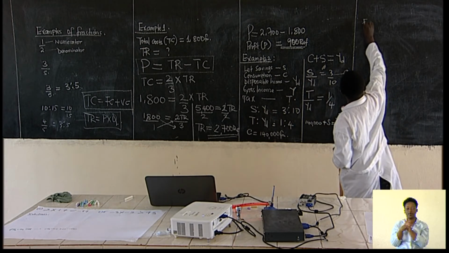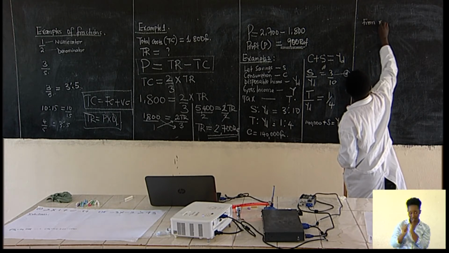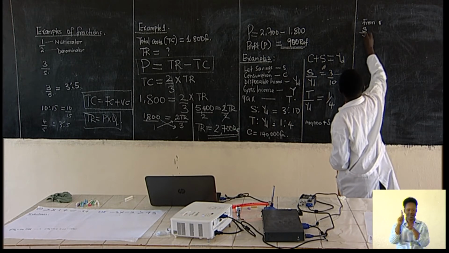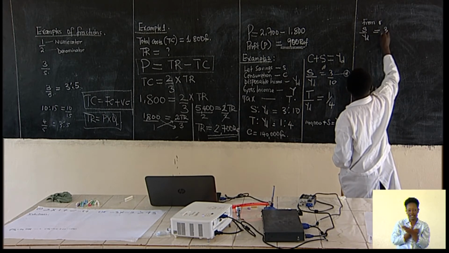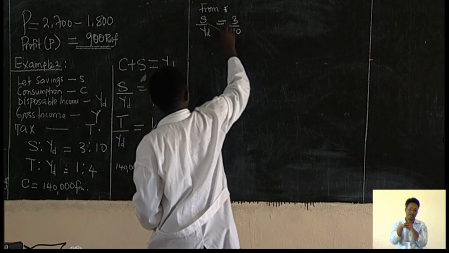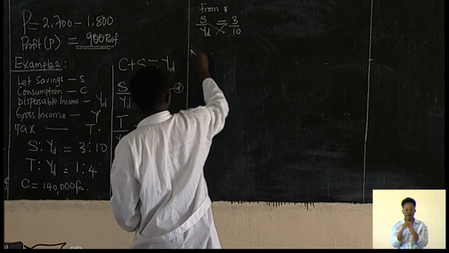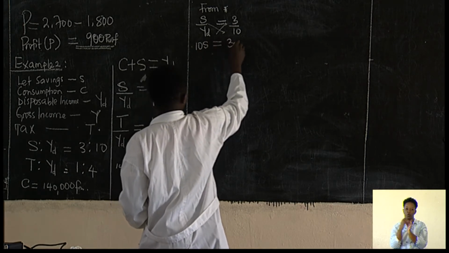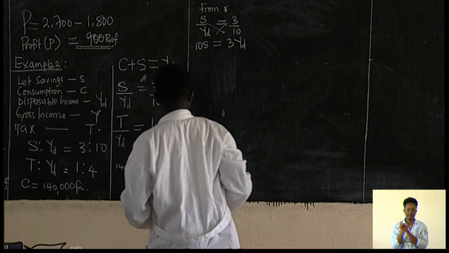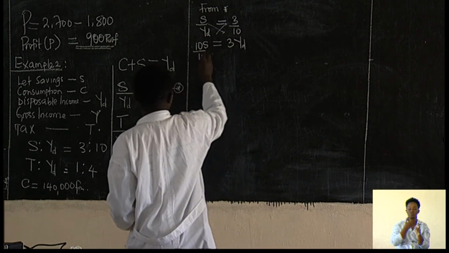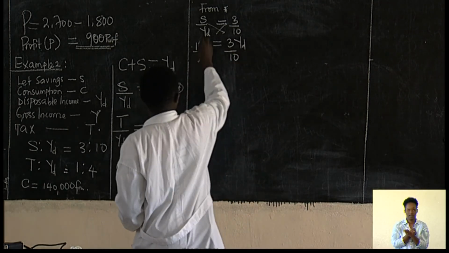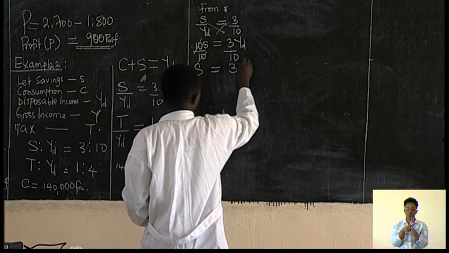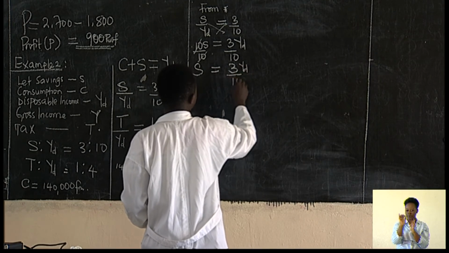So from our equation star, where we have savings over disposable income equaling 3 out of 10, if you cross multiply this, we shall have 10S, which is savings, equaling 3YD, which is our disposable income. But we want S, so divide by 10 on both sides. So our savings here is 3 of disposable income out of 10.